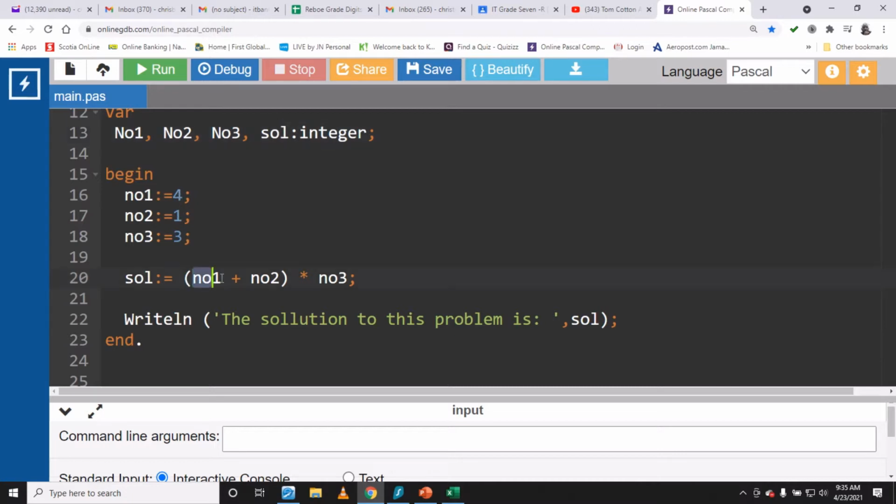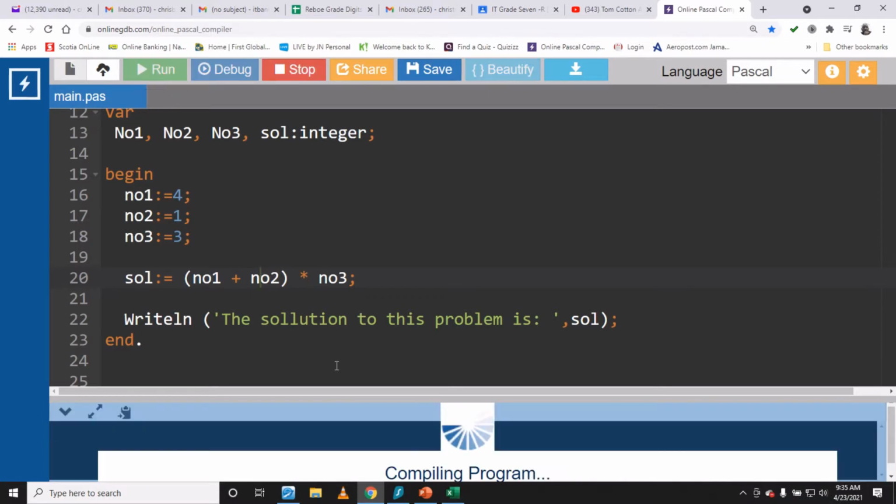Why would we do these first? Because they are in brackets. What's in brackets takes preeminence, is the first calculation we'll do. So 4 plus 1, 5. Then you multiply that by 3. And then what should we get? Come on, tell me what you think the answer would be.